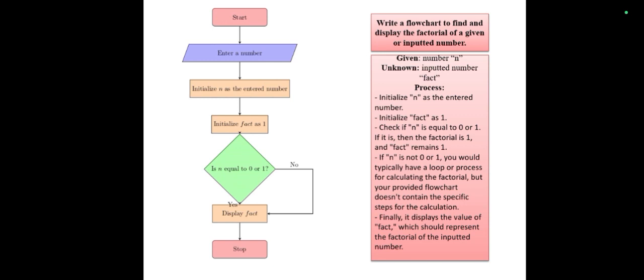Check if n is equal to 0 or 1. If it is, then the factorial is 1, and the fact remains 1. If n is not 0 or 1, do the loop process by calculating the factorial. Finally, display the value of fact, which should represent the factorial of the inputted number. Now, I'm going to show you the simulation for us to be able to understand it well.